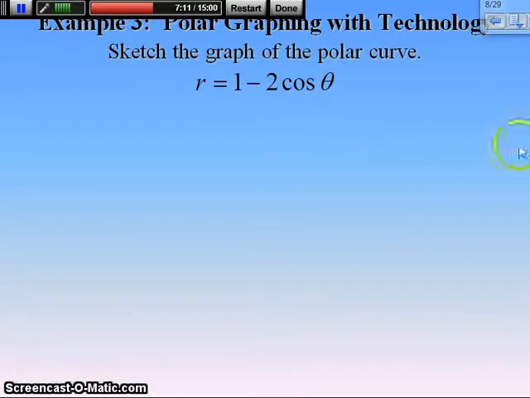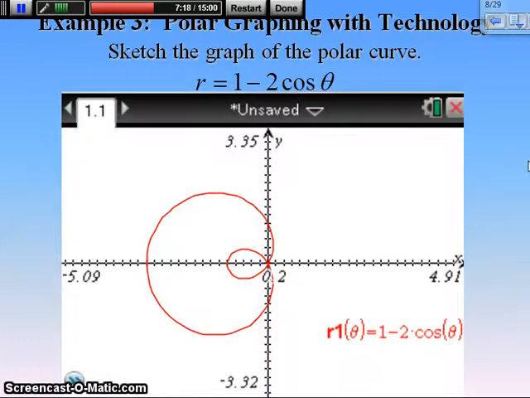All right, 1 minus 2 cosine theta. Go ahead and make that sketch right now. And we end up with this. It's a very special kind of graph. We'll talk about it and what its name is a little later on in the lesson, but you see it's got an inner loop. It loops back.